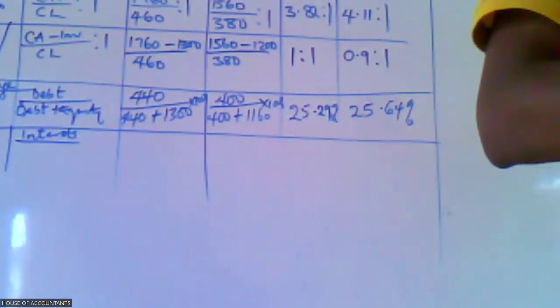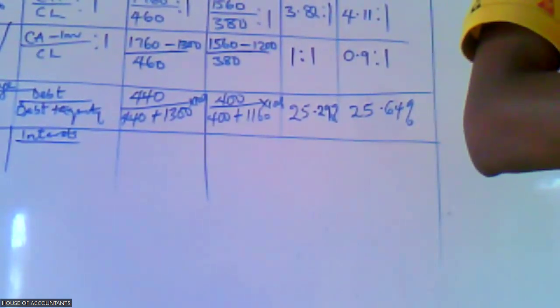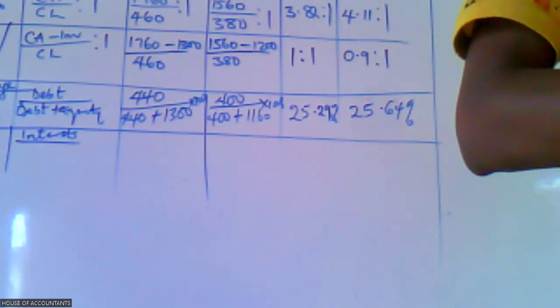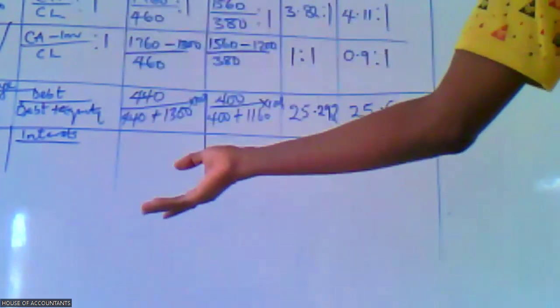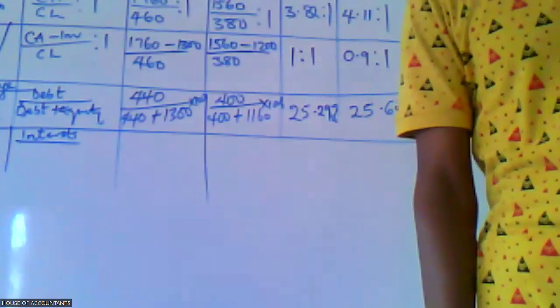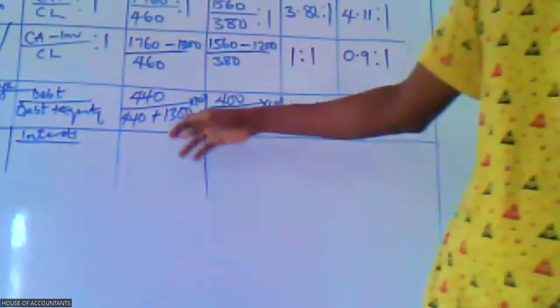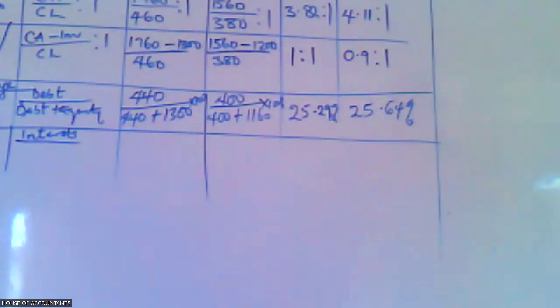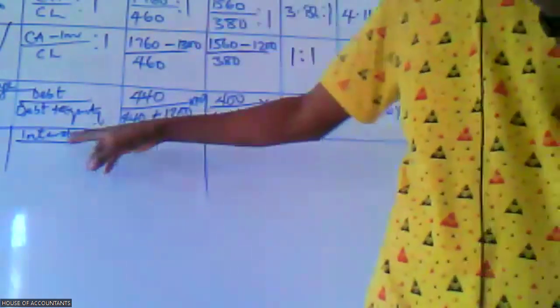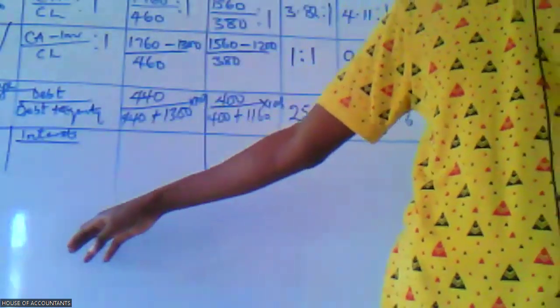Then the interest cover I'm talking about here is PBIT over interest charged in the year. So PBIT, we have the PBIT in the question already. Profit before interest and tax over interest. Are we good to go?